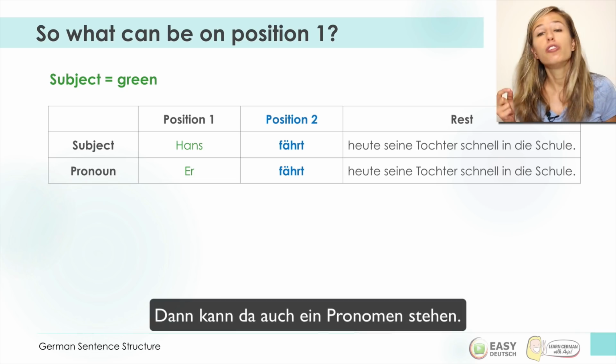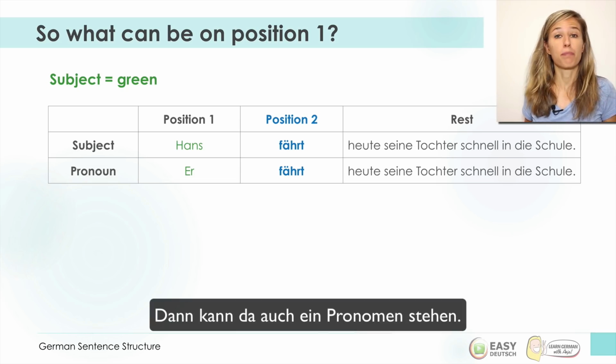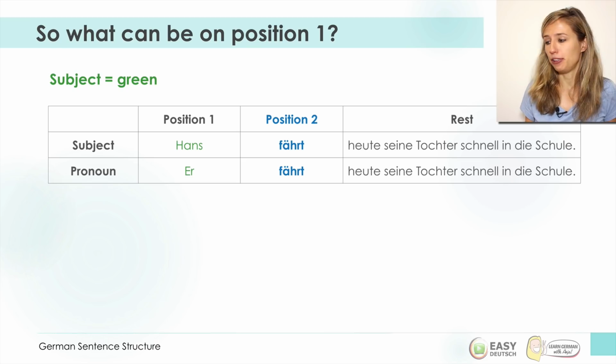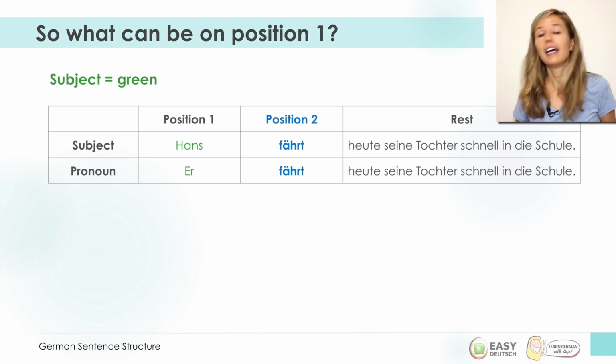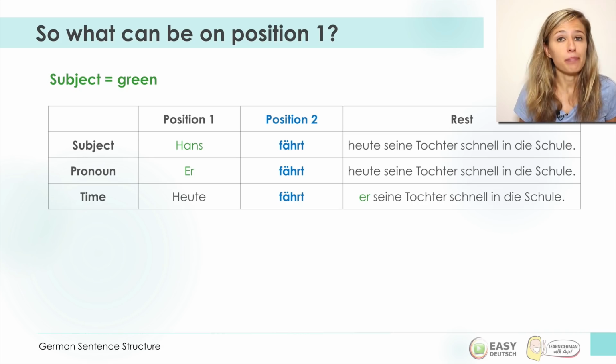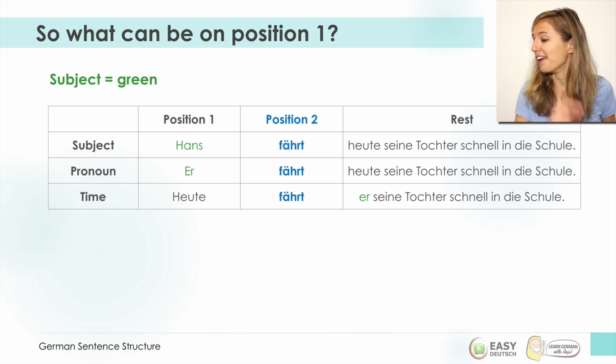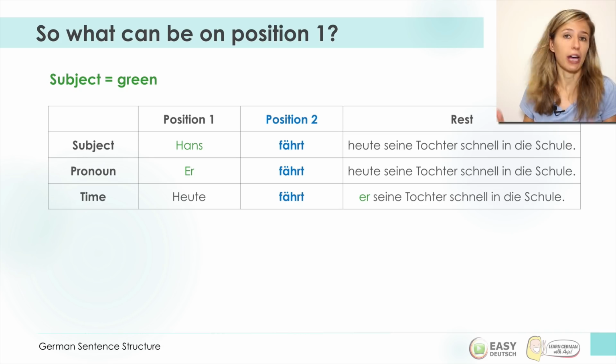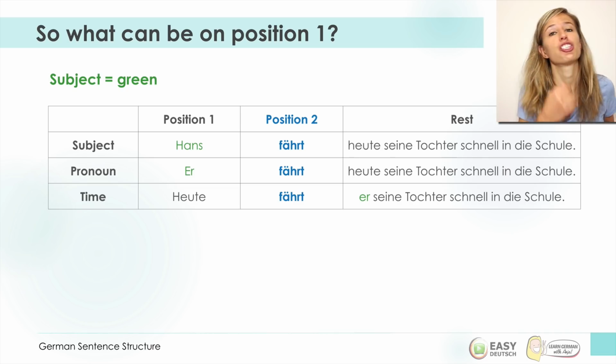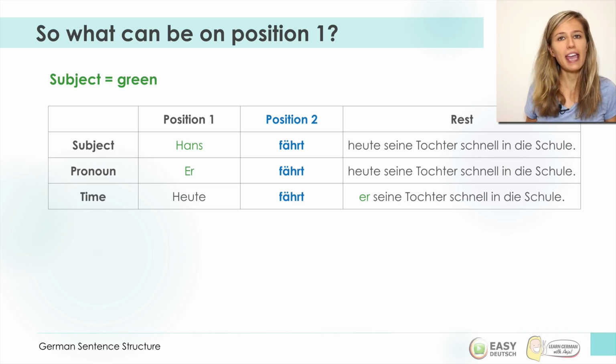Dann kann da auch ein Pronomen stehen. There can also be a pronoun. Er, for example. You can substitute Hans with er, and er means he. So, er fährt heute seine Tochter schnell in die Schule. Okay? So, time can also be in the first position. Heute fährt er oder Hans seine Tochter schnell in die Schule. Today he drives his daughter quickly to school.